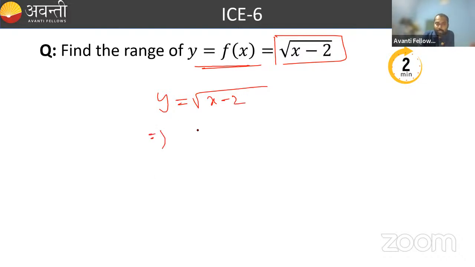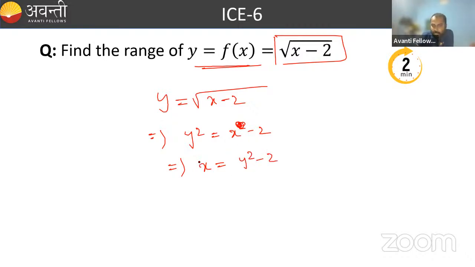And last question, I hope this is our last question. Find the range of y is equal to root of x minus 2. So this function to be defined, range निकालना है, ठीक है? First we need to write y is equal to root of x minus 2. Now square on both sides, y square is equal to x minus 2. Now we will write x is equal to function of y, so x is equal to y square minus 2.